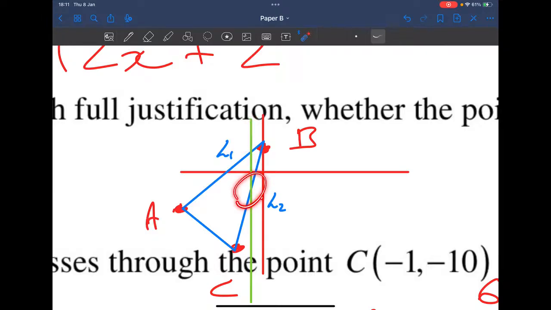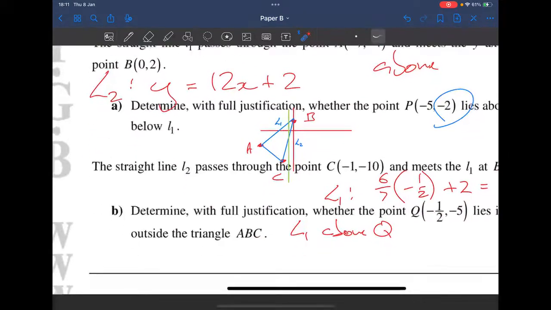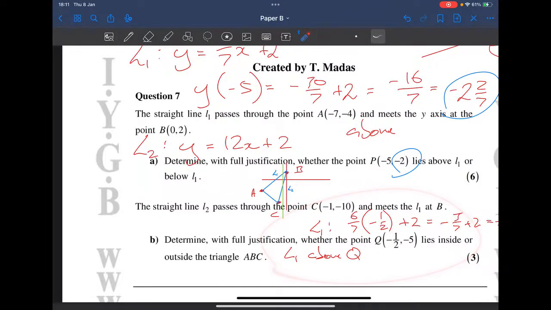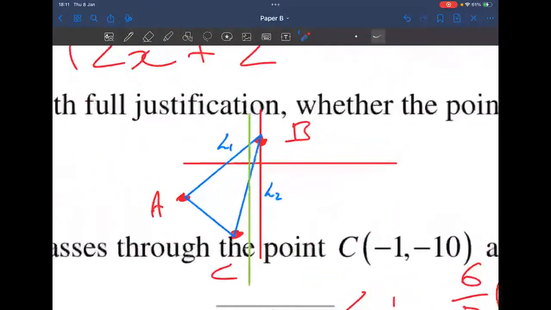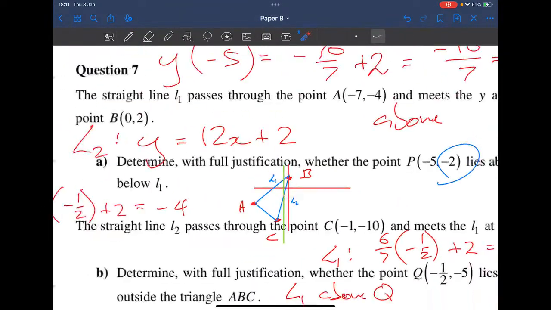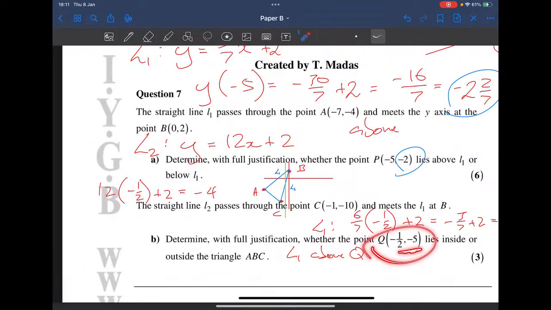So we need to check on line 2. Are we above or below that one? Exactly the same process, but replacing line 1 with line 2. Line 2 is over here. So when we plug in minus a half, we'll have 12 lots of minus a half plus a 2. Half of 12 is 6. Negative 6 plus 2 is going to give us negative 4. So this point is minus 4 on here. And if we look at the actual Q value, it was minus 5.